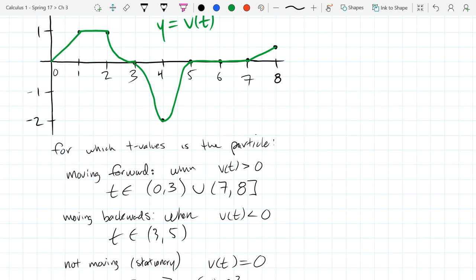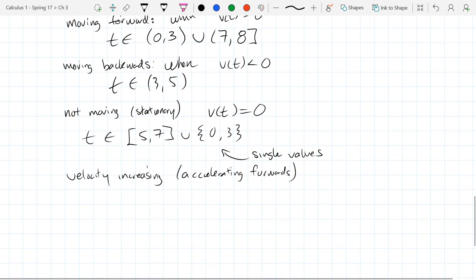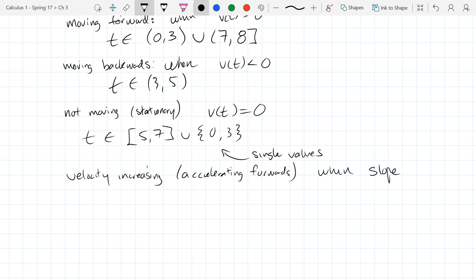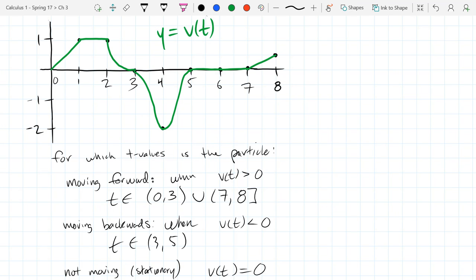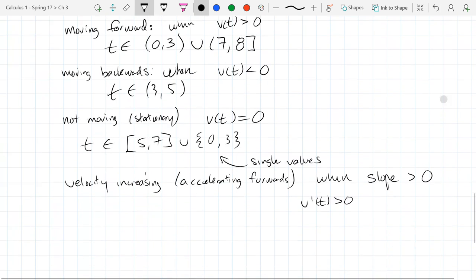So when is a graph going up? That means when is a graph increasing? That means our velocity is increasing. So I want to know when is the slope greater than 0. So I could write that as v prime of t greater than 0. So not v of t, but the derivative of v is greater than 0. So where's the first place the slope is positive? 0 to 1. And we're not going to include 1, there is no slope at 1, because the slope doesn't match on both sides. So one side is 0, the other side is positive. So there's actually no slope at 1, but all the way between 0 and 1.